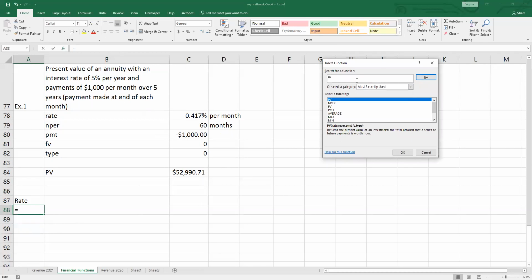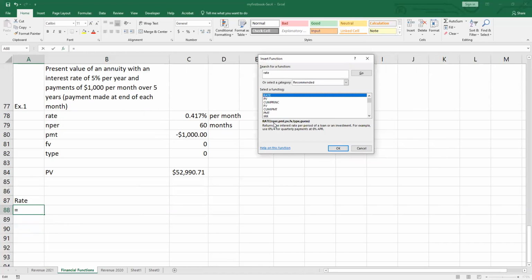So in this one, for the rate function, the series of arguments are similar to other functions in the same set. We need nper, PMT, PV, FV, and type. And we have another extra argument. That is guess. Okay, let's have a look. What is the guess argument?